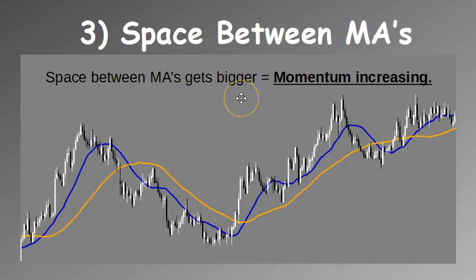But the important thing I want to tell you about is the space between the moving averages. If it gets bigger and bigger and bigger, that means the momentum is increasing. So what do I mean by that? Well, take a look at the space here. Here's the space between the two moving averages, okay? And can you see the space between the averages is getting wider and wider and wider, right? Okay, so here we have a clear case of momentum that is increasing, okay?